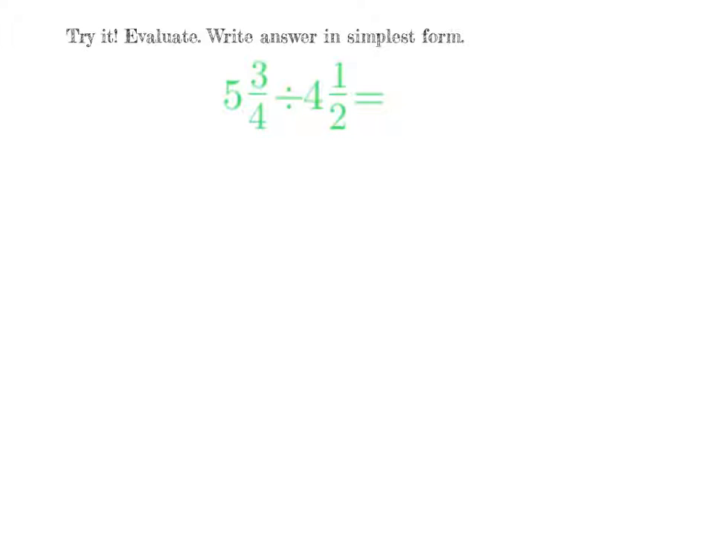Alright, here's a try it problem for you. I believe I have 4 try it problems, and then we're done for this lesson. So we're going to go kind of quickly. Go ahead and try this one on your own.